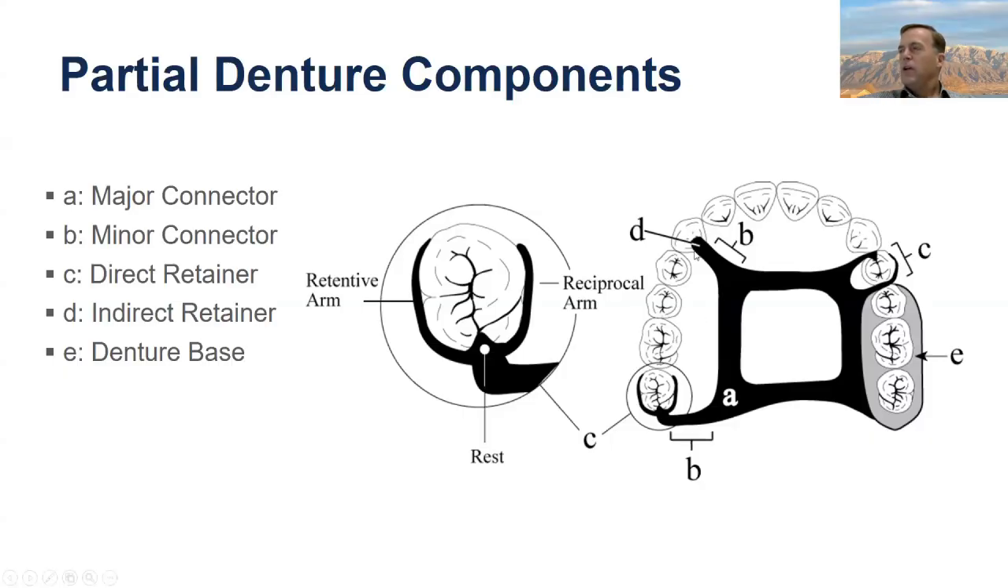Indirect retainers are basically rests. And what their goal is, like this case would have a fulcrum axis here. And so by having that indirect retainer on the cuspid, it prevents the saddle from falling down, basically, on this case. This is a maxillary case. And then the denture base. This is the point of the whole thing, is to give the person the teeth, but also denture base adaptation is really important, especially for class 1 and class 2s, where it can be used to help prevent some movement.